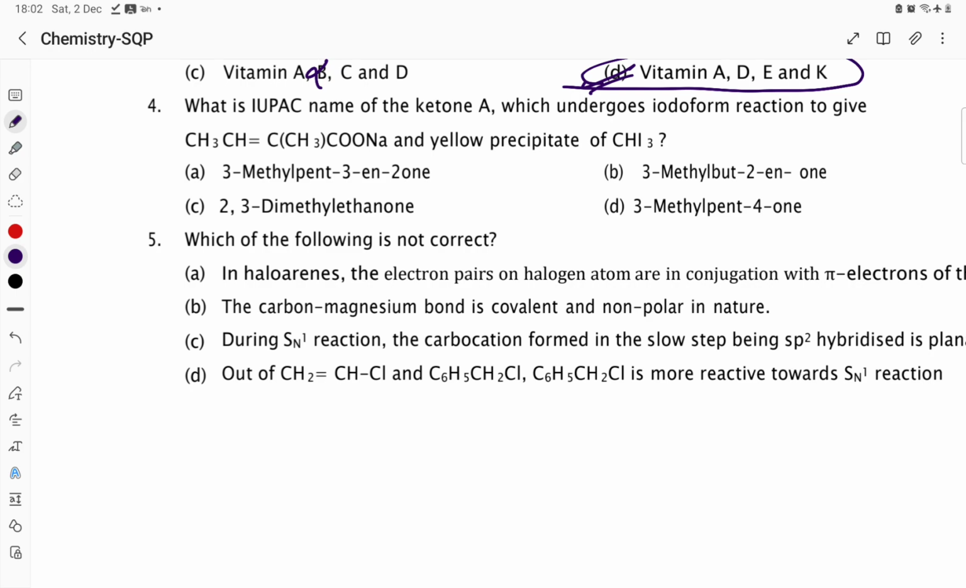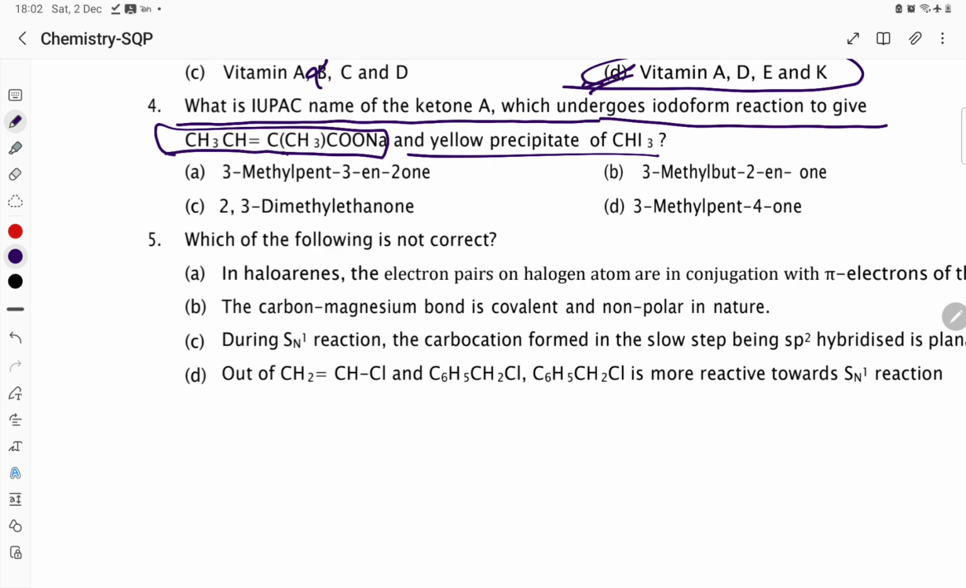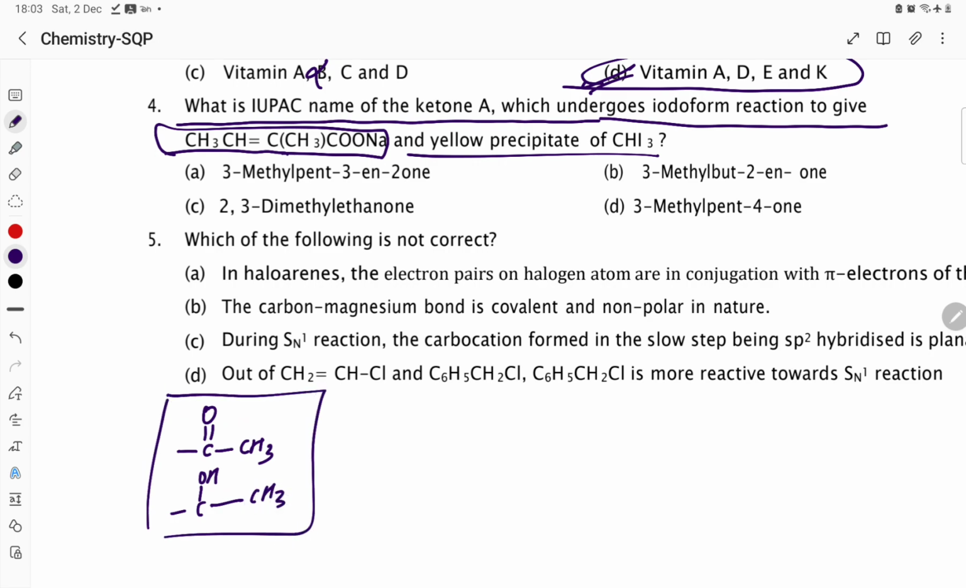Now see question number 4, student. What can be the answer? They are asking: what is the IUPAC name of ketone A which undergoes iodoform reaction to give CH3COONa and a yellow precipitate of CHI3? So dear student, anything having the methyl keto group or methyl hydroxy group is going to give iodoform, student. This is the condition.